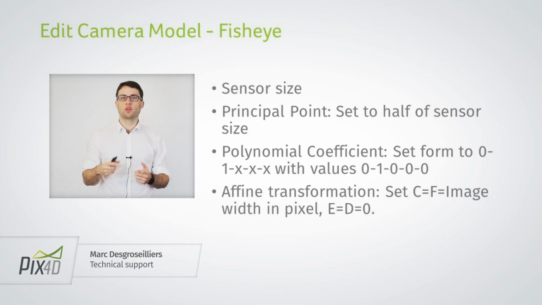Now, if you have a fisheye lens, you will also need to input the sensor size and the principal point. But for the distortion, you will need to choose the form of the polynomial that represents the distortion. We recommend choosing the 01xxx form for a new camera model, and the initial values you can put 000. You will also need to choose the initial values for the affine transformation. We recommend putting for the diagonal entries, that is the C and F, the image width, and for the off-diagonal entries, E and D, you can put 0.